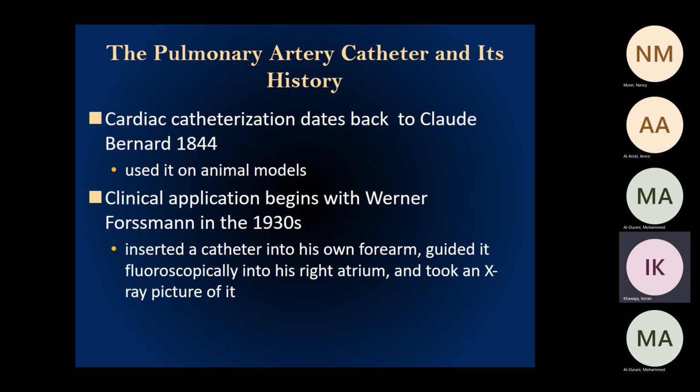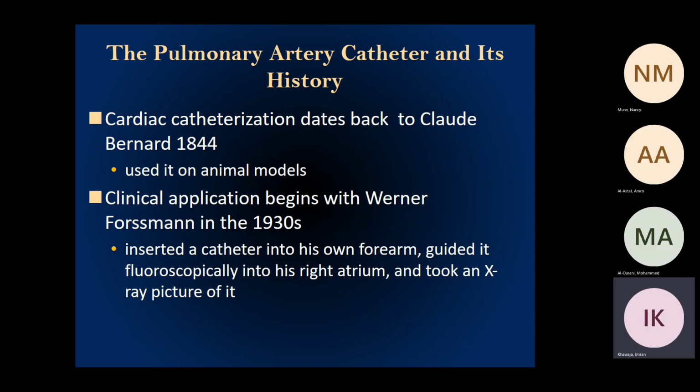Just some historical background: going back around 200 years, cardiac cath was first done on an animal, a horse. Dr. Bernard put glass tubes in the internal carotid and in the jugular vein of a horse. In a human being, clinical application began in 1930, by a physician, Dr. Forssmann, who did it on himself. He guided a catheter into his right atrium and took a fluoroscopy to confirm that it was in the right atrium.